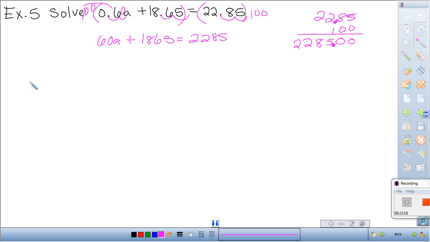And now we solve it like any other equation. So we start by adding or subtracting. We always undo addition or subtraction first. Bring down your 60A equals 5 minus 5 is 0, 8 minus 6 is 2. Can't take 8 from 2, so borrow from the 2, it becomes a 1. 12 minus 8 is 4. 1 minus 1 is 0.